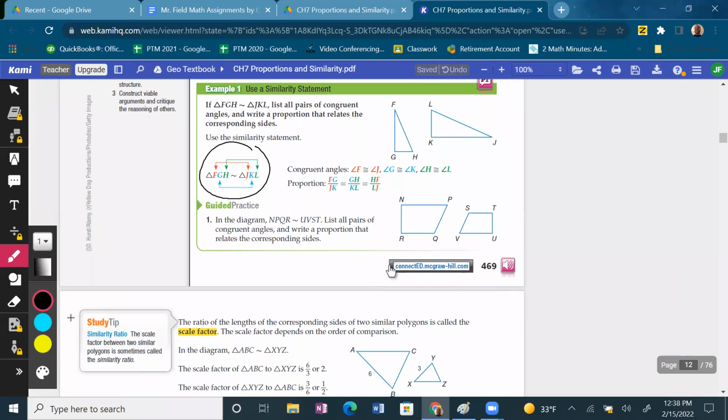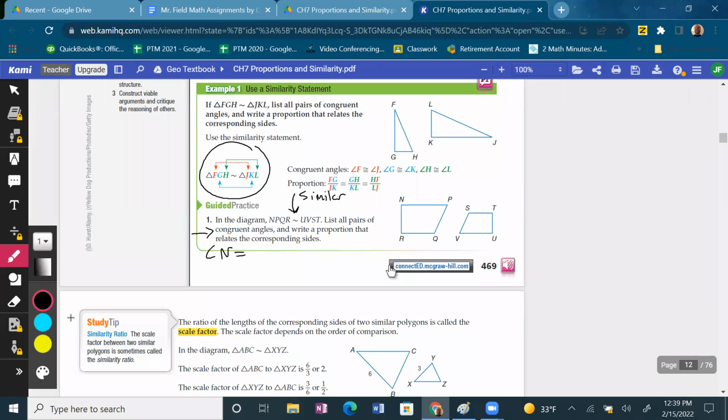All right, so in the diagram, NPQR is similar. That's the sign for similar. You just cut out the equal sign because they're not the same size, but they are the same shape. List all the pairs of congruent angles and write a proportion that relates to the corresponding sides. All right, I can do that.